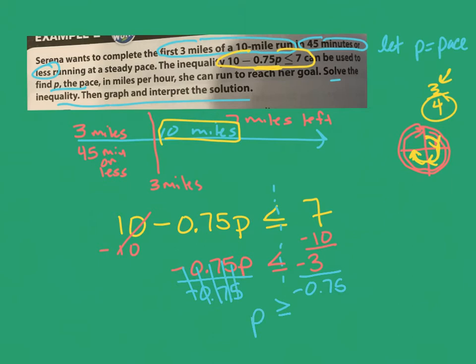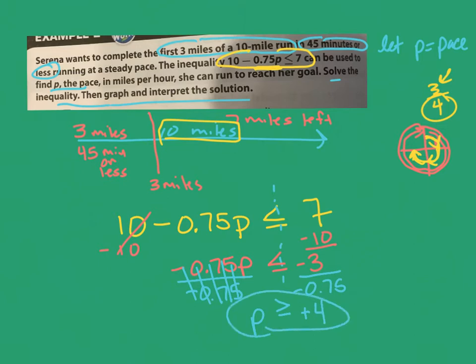That leaves me with p is greater than or equal to -3 divided by -0.75. Well, a negative divided by negative will be a positive. And then I just need to do 3 divided by 0.75, which should be, let's see, 75 cents plus 75 cents is $1.50, and $1.50 twice is $3. So 0.75 times 4 will give me 3.